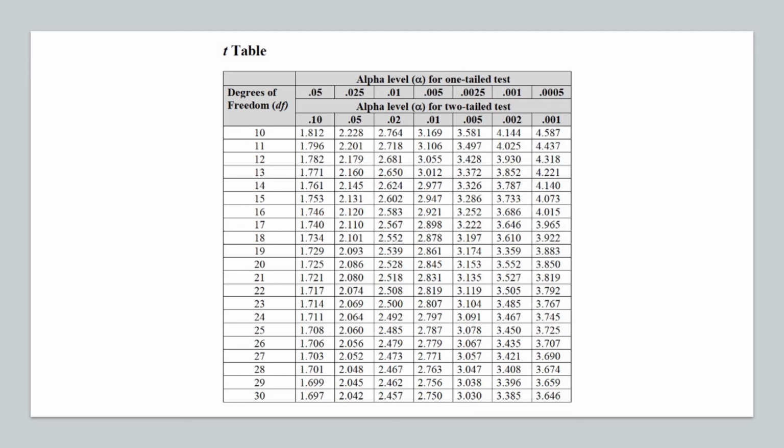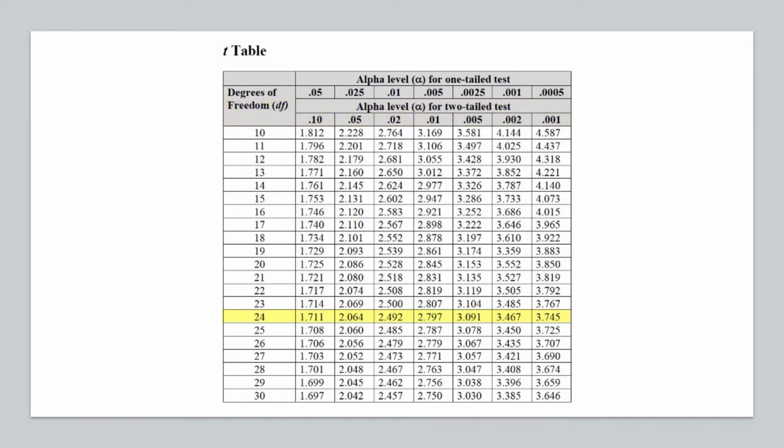So we look here in the first column. We look for the value that corresponds to our specific problem. So we know that we have 24 degrees of freedom, and then we just have to pick the value that's most appropriate. You can see the very top row here is asking us if we're dealing with an alpha level for a one-tailed test, or an alpha level for a two-tailed test.